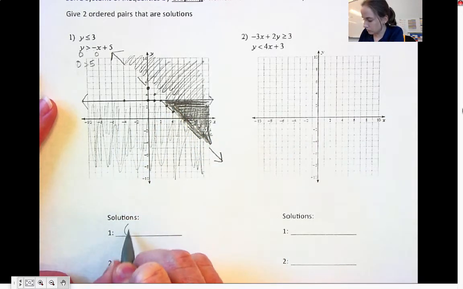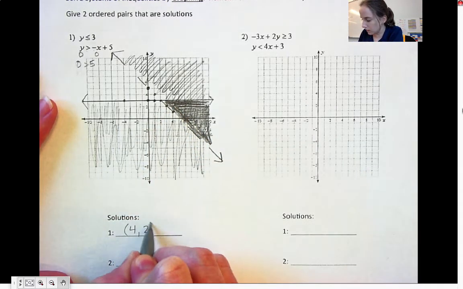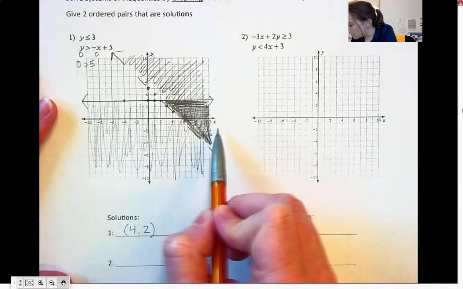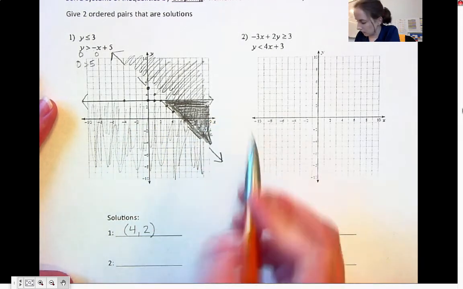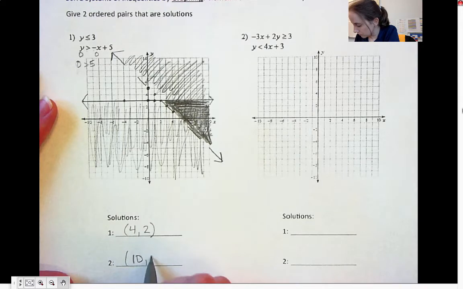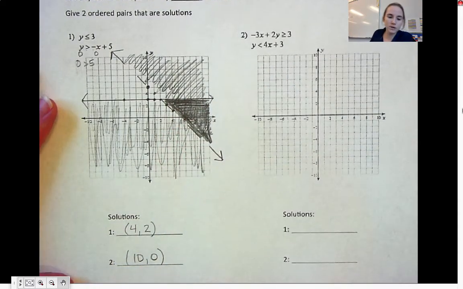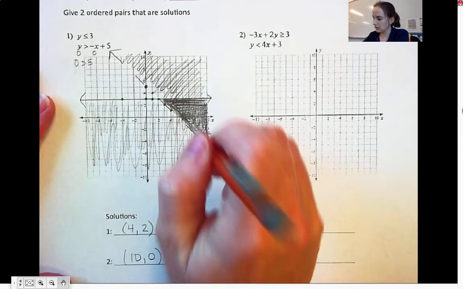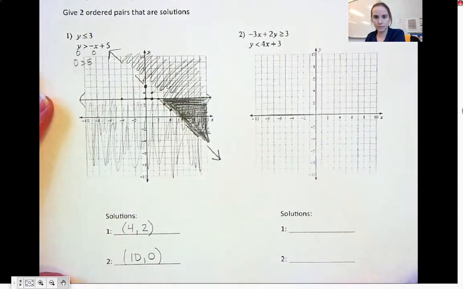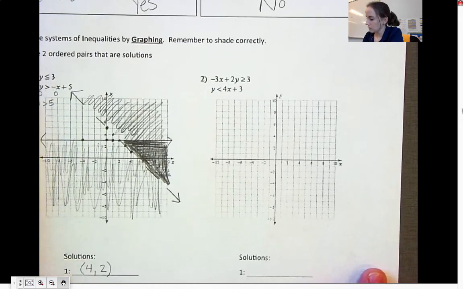There are many results or many solutions that you could give me here. You could go all the way 10, 0. That's in there. Anything that's in this colored area, if I asked you to give me a solution, you could say any point that's in there. Okay, let's try the next one.